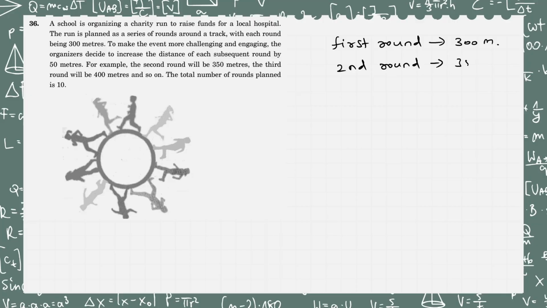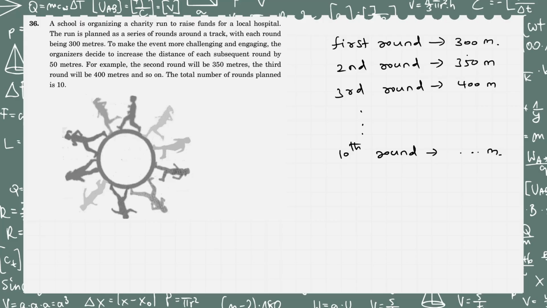So the second round will be for 350 meters run, and the third round will be for 400 meters run, and so on. And only 10 rounds are planned here. Okay, the 10th round will be some meters, so that is what we have to find out.